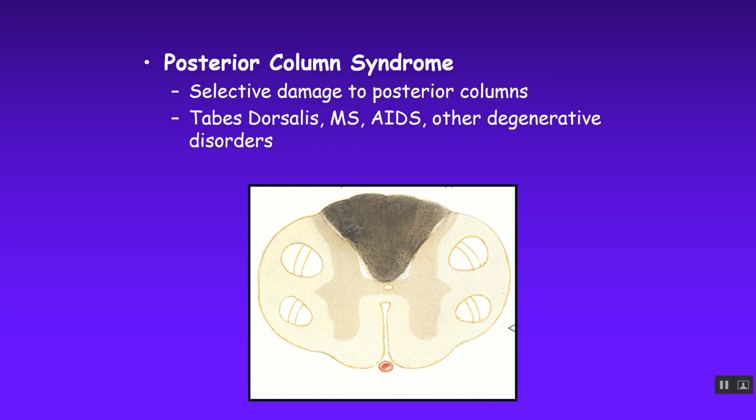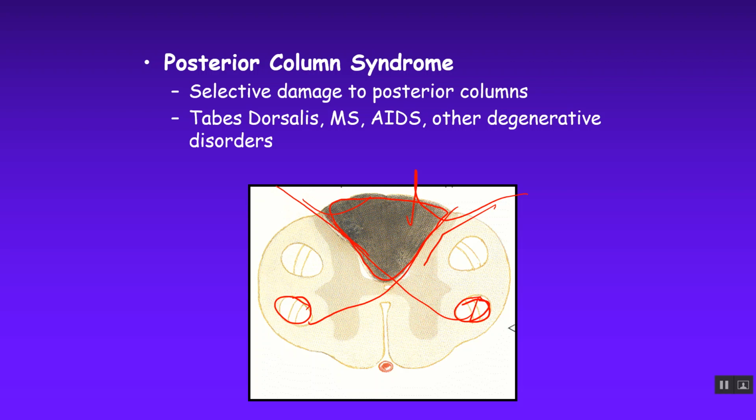Posterior column syndrome is just selective damage to the posterior columns. So this person is going to feel like they don't have sensation, like their legs or their arms are blocks of wood, that they have no proprioceptive input or sensation. However, they will feel pain and temperature, because these are okay. Everything from the lesion and down, there's no proprioceptive input coming in.